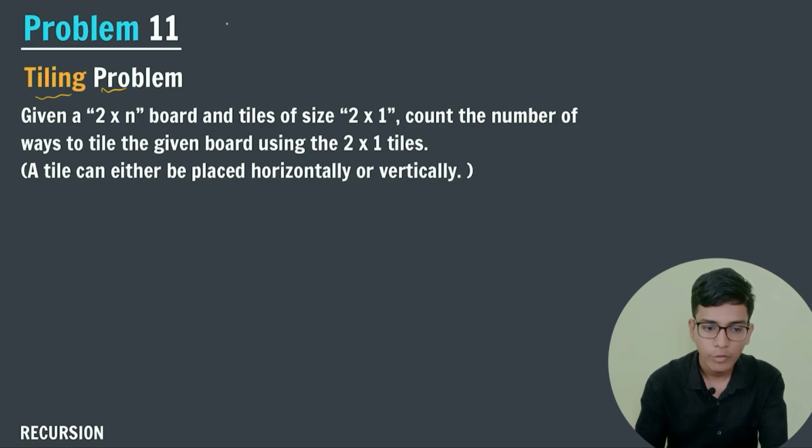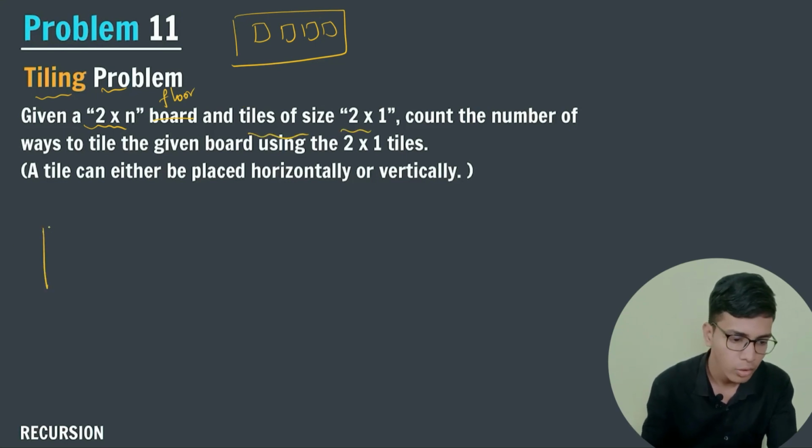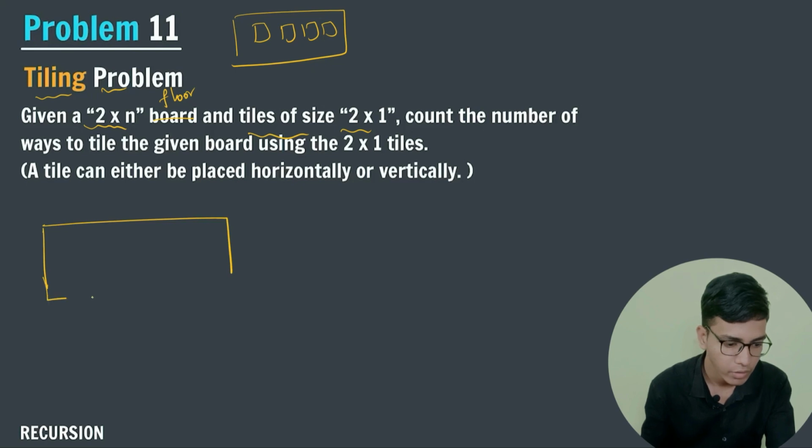In this question, before we dive into the technical aspects, in our houses we can see that on our floor we place some tiles such that it will look beautiful and give some attraction. Similarly, in this question, given a 2 cross n board, or you can say floor and tiles of 2 cross 1. So a given floor looks like this.